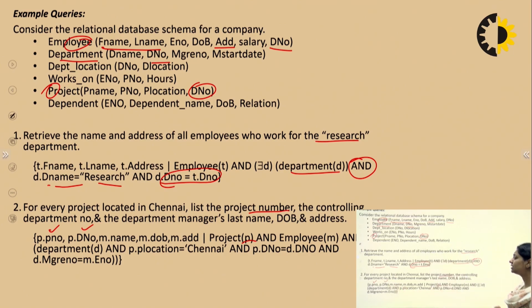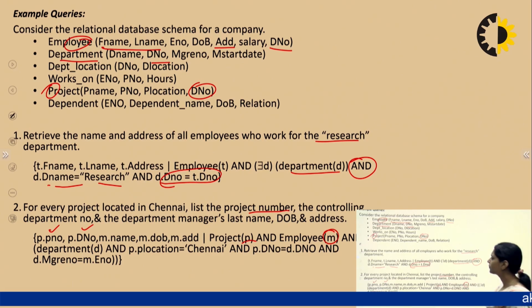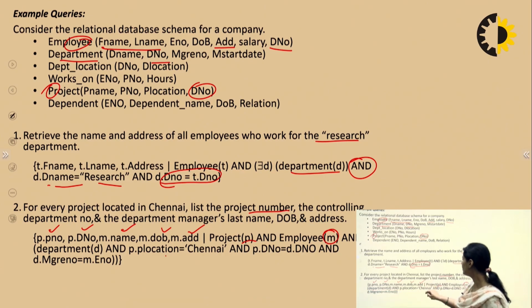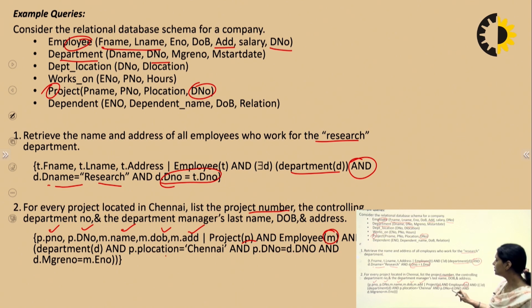Then the department manager's last name. The department manager's last name would be from the employee table, so we have created an instance of the tuple variable m. So we have m dot first name and last name, the date of birth and address of all those managers. So we'll be taking there exists on the department with d, where we are working with the project. The location of the project is Chennai, so P dot PLOCATION is Chennai, and because we are working with multiple tables, we need to use the concept of foreign key. So we have P dot DNO is equal to d dot DNO for these two.